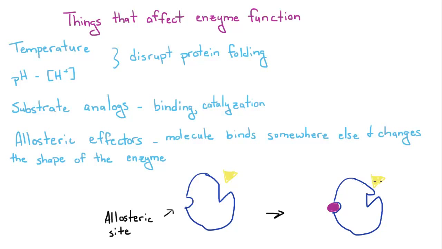Therefore, the enzyme is not going to be able to bind this substrate. The enzyme is not going to work temporarily. Whenever this allosteric effector unbinds, the enzyme comes back to its original shape and then it can bind the substrate. But that's all I have for enzymes.